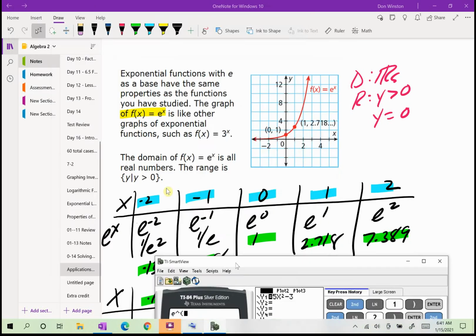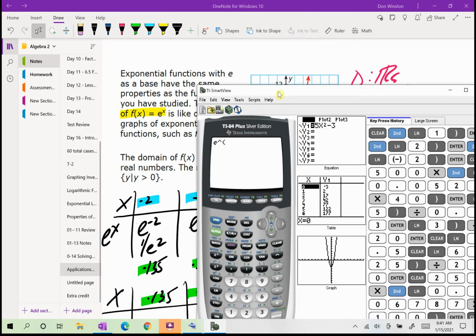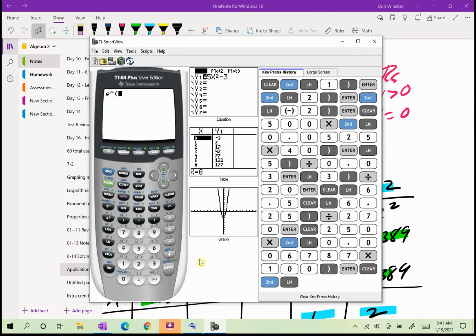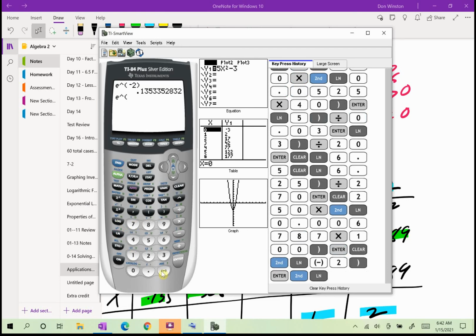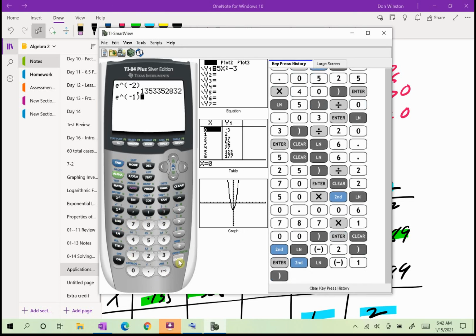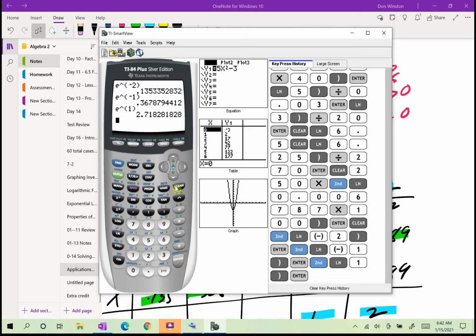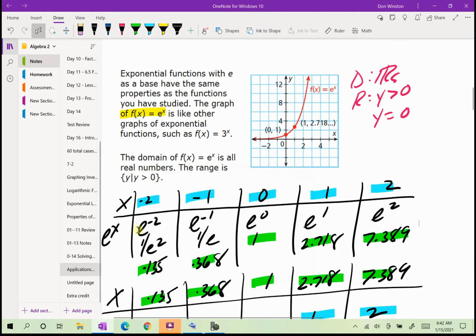Now, if I look at my table, when x was negative 2, if I go negative 2, e raised to negative 2, which is 1 over e squared, that's 0.135. At negative 1, again second, e raised to negative 1, that is 0.3678. If I go e raised to 1, that should be approximately 2.718281828. And again, it doesn't repeat. It's an irrational number. So that's how I completed that table.